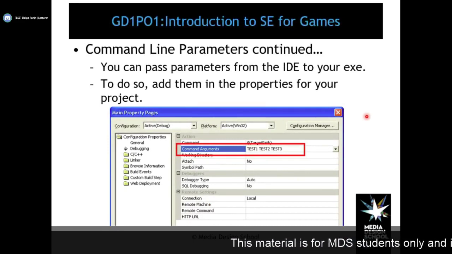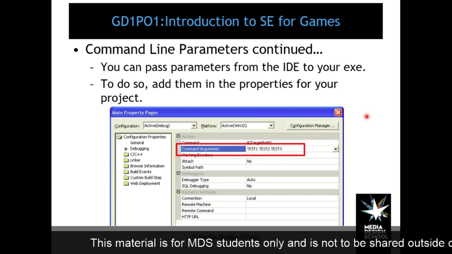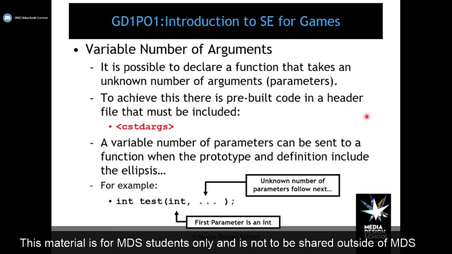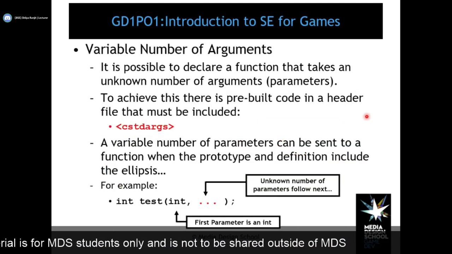So I can't see any doubts there, so I guess that's all okay. And yeah, the next one is about variable number of arguments.